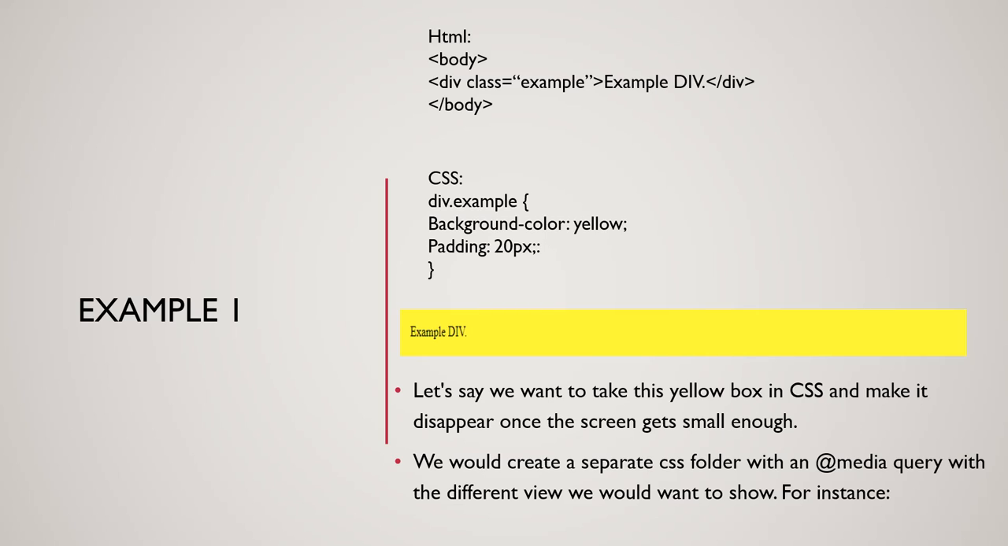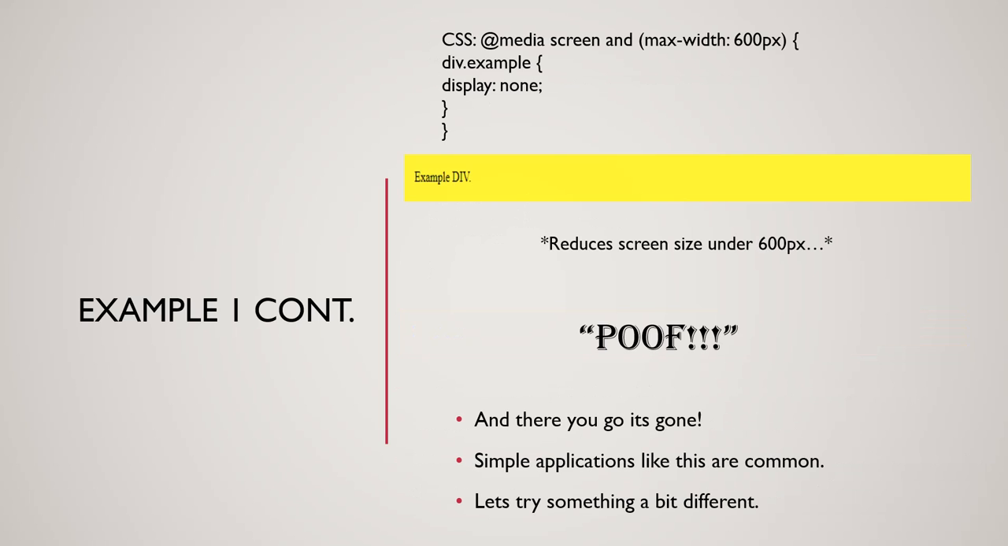Well, let's say I don't want this box anymore. This box is annoying on smaller screens. I just want to look at a blank screen, a literal blank screen, when it gets small enough. So we'll create a new media query with a new CSS rule, and we'll create it just like this. Put the @media screen, so we're telling it that the screen is where the media is going to be presented.